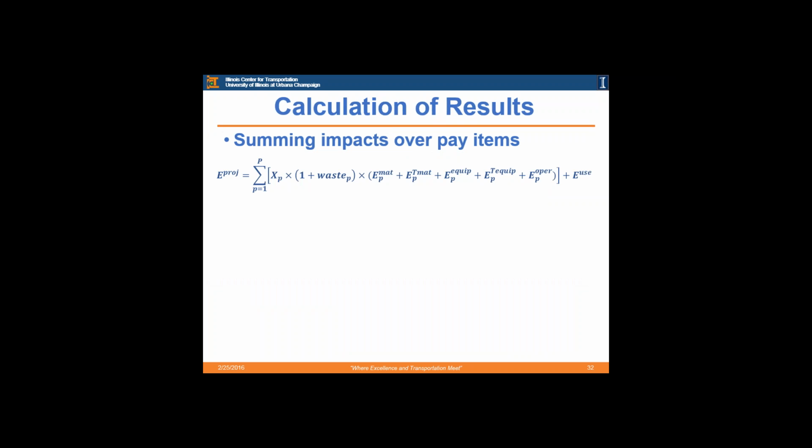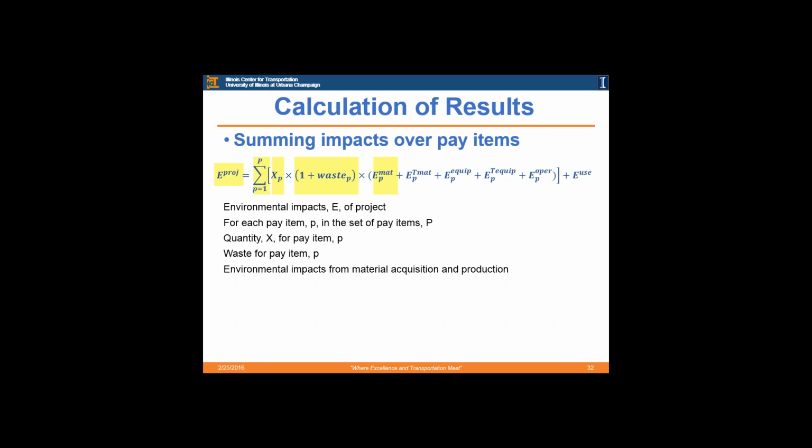So eventually, after we go through the entire LCA process, then we sum the impacts over the pay items, because that is, again, our basis for the calculations. So just to walk through this quickly, we have the total environmental impacts of the project, and that, again, is summed over all of the pay items, so that's represented as P here, over the set of the pay items. And then we have the quantity of each pay item. We have the percent waste of the pay item that's defined.